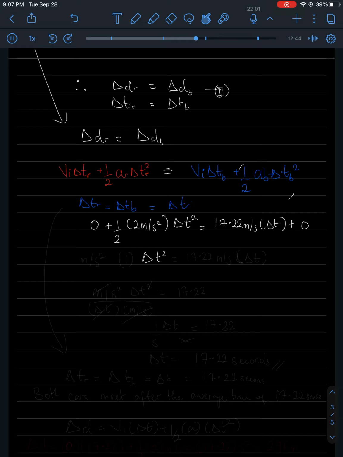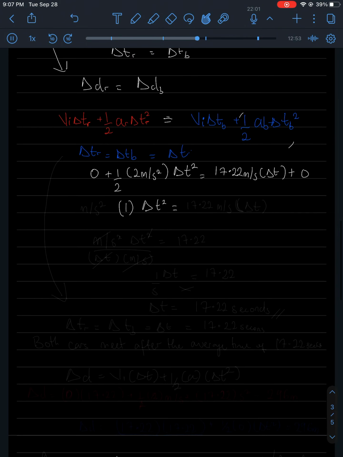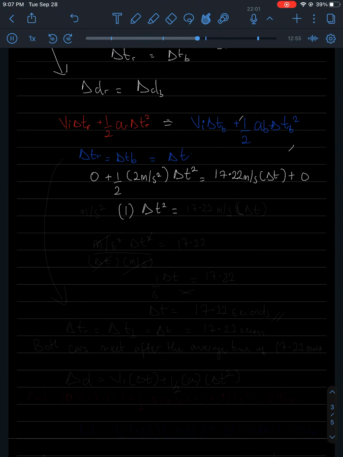Sorry about that, I just had to change my pen. So now we're going to have delta t squared and put the 1 in brackets. This 1 comes from 2 canceling 2 here, and we have our meters per second squared. So now we have delta t squared is equal to 17.22 meters per second. And we have our meters, let's not forget that, so that's going to come out useful. And this is still multiplied by delta t, and we're not going to add the plus 0.